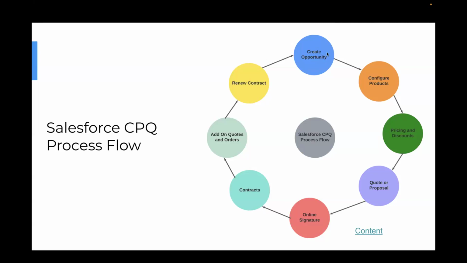From that renewal opportunity, we will generate a renewal quote. In that renewal quote, we will configure the products and pricing. Then from that renewal quote, we will generate a PDF document. Then we will send that particular PDF document to the customer for online signature. Then again, a new contract record will be generated. From that contract, again, we will renew the contract and again a renewal opportunity will generate.